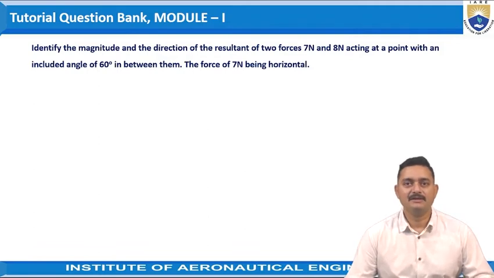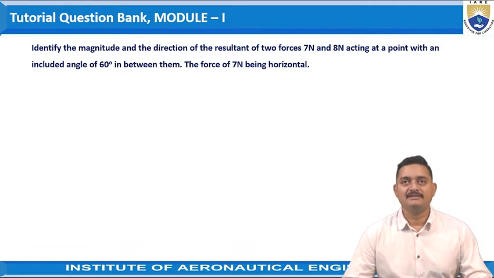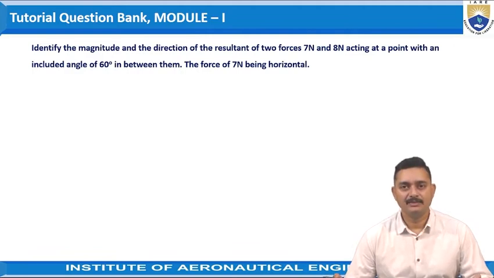So coming to the first problem in the tutorial question bank, the problem given is: identify the magnitude and the direction of the resultant of two forces, 7 Newton and 8 Newton, acting at a point with an included angle of 60 degrees between them. So as per the discussion, we need to confine each and every word that is given in the problem and understand what the problem is.